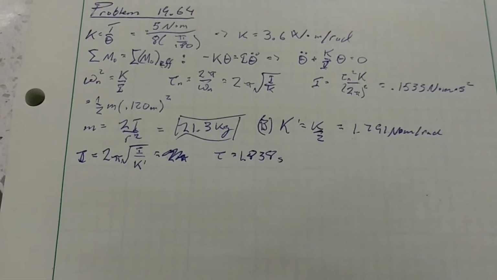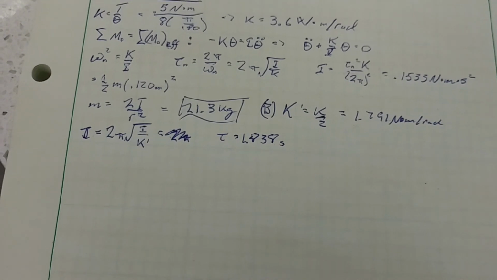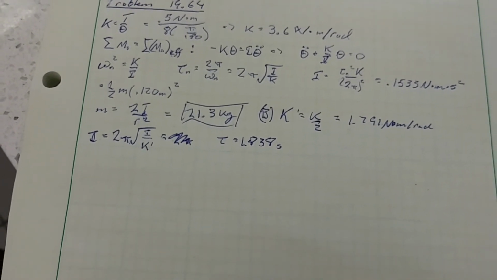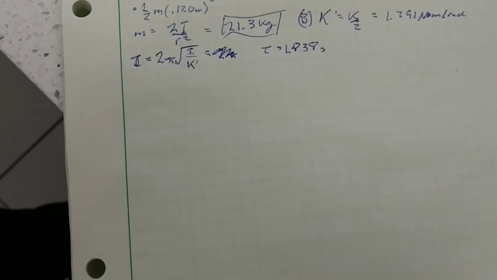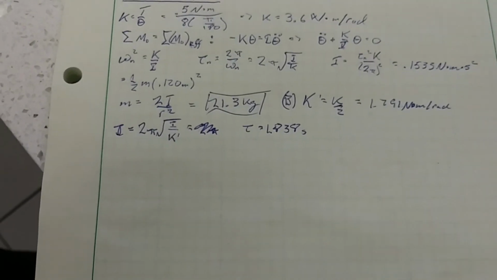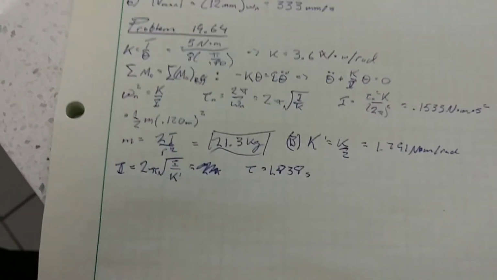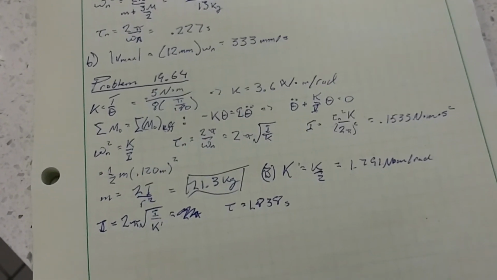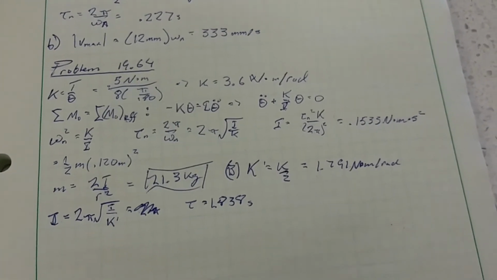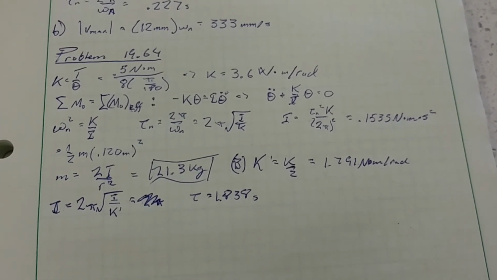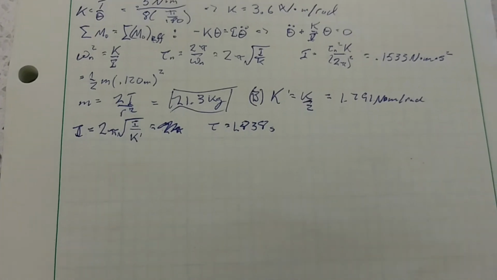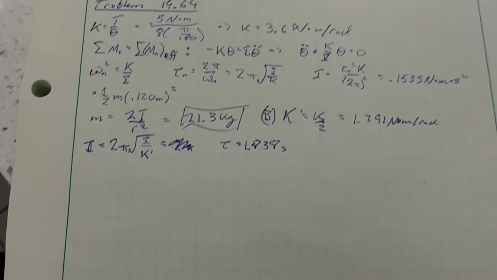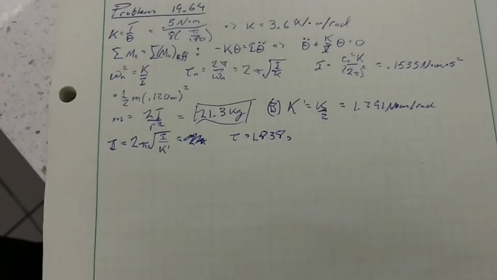So we start out with our spring constant equation, K equals T over theta, and we can plug in our known values and solve there, and we get K equals 3.5 newton-meters per radian. And then for our equation of motion, we have our sum of M naught, which corresponds to the equation negative K theta equals I theta double dot. And then we have our equations for natural frequency, omega sub n squared, and our period equation, which we've been using, tau sub n, and then our moment of inertia, I.